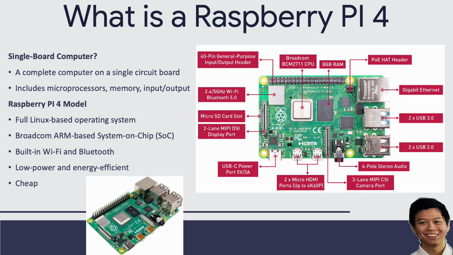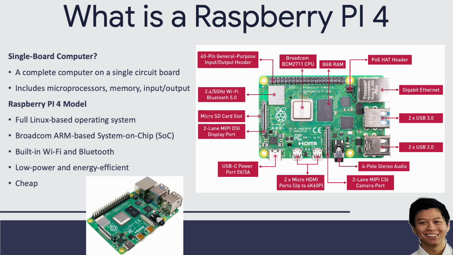A Raspberry Pi 4 is what's known as a single-board computer, which is a complete computer on a single circuit board with key components of a computer, as shown in the diagram, and this includes microprocessors, memory, and input-output. The Pi 4 model specifically runs a full Linux-based operating system and has a Broadcom ARM-based system-on-chip with a quad-core Cortex-A72 CPU and VideoCore VI GPU. It has built-in Wi-Fi and Bluetooth and is capable of playing 4K video at 60 frames per second.